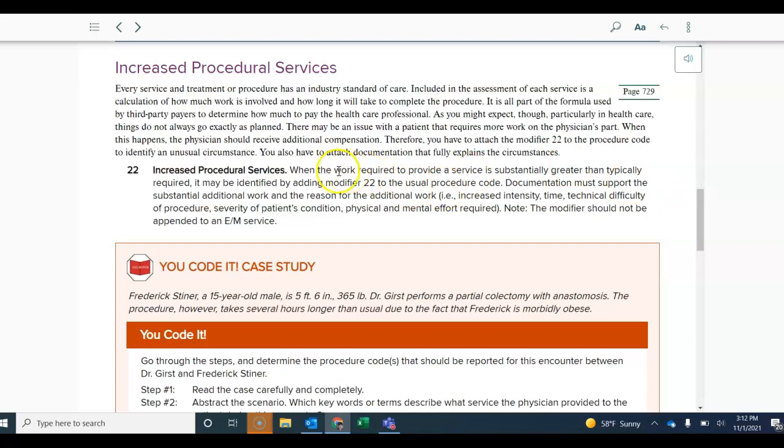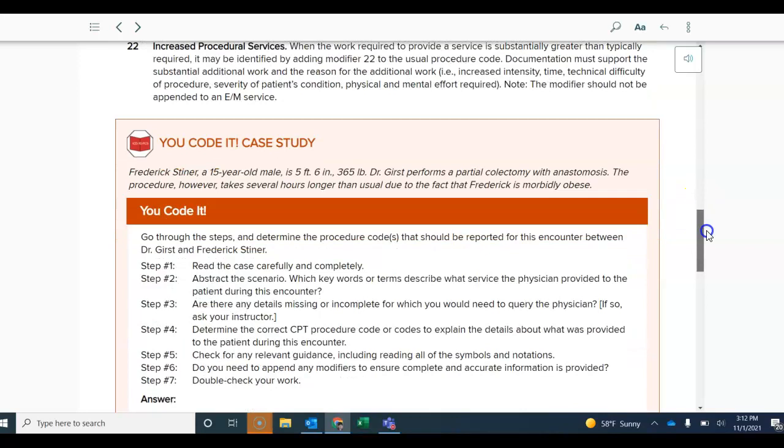Okay? If a physician has to do more than what is normally required, then you can add a 22. However, you have to make sure the documentation is there. Okay? If you put a 22 on something, you're going to have to send in the op report to the insurance company.